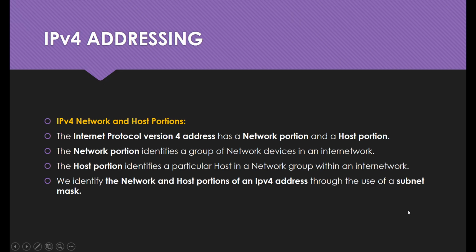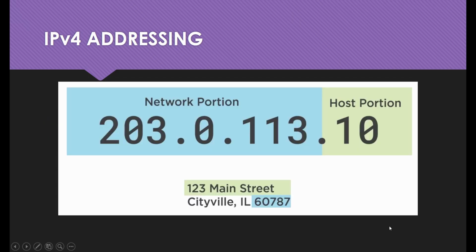So let's see what a subnet mask is. In this case, we have the IP version 4 address like we saw earlier, and we have the network portion identified here with the host portion identified here. The host portion represents, for example, the number of the house on the street, and the network portion identifies the postal code. So the host portion gives you the exact device that you are looking for, and the network portion gives you an idea of where that device is located.